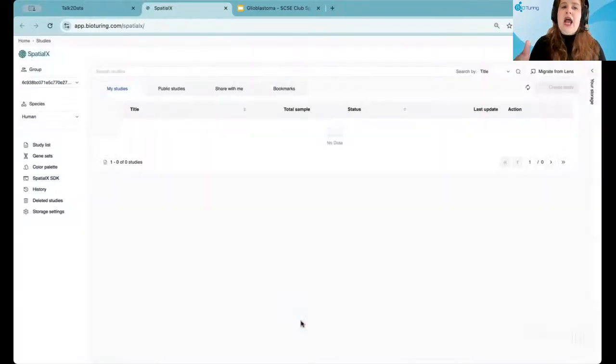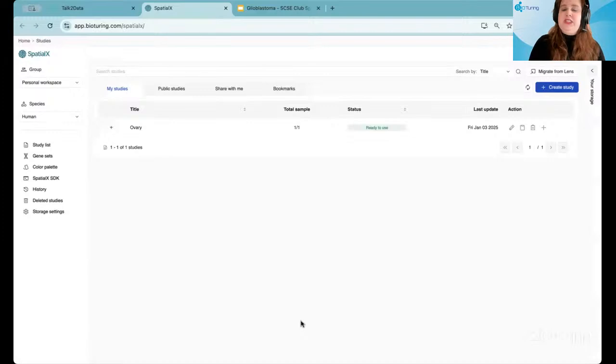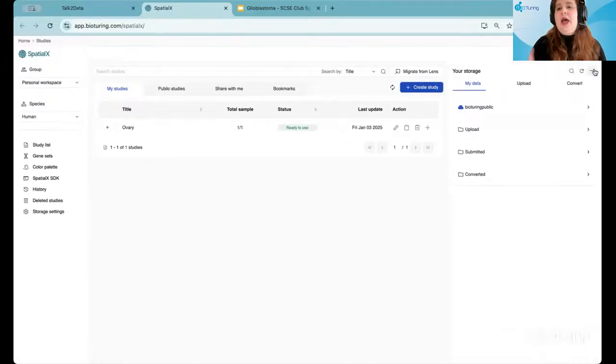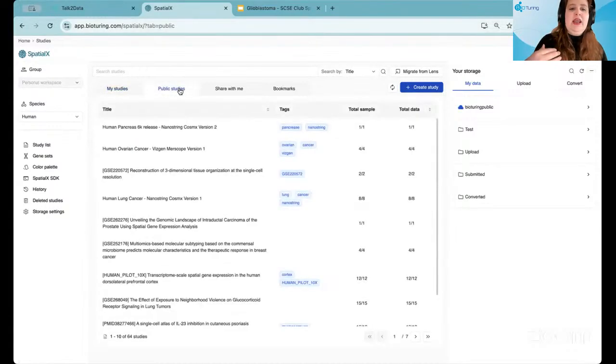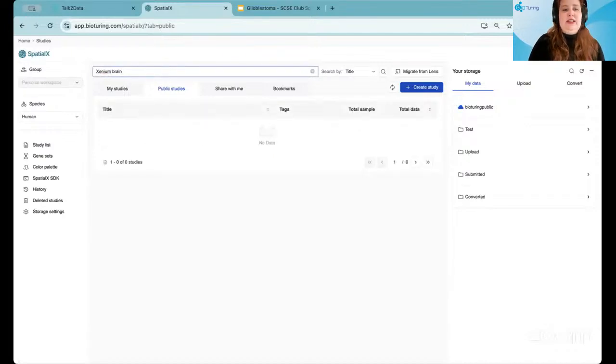When you're accessing SpatialX, this is the interface of the platform. You'll see that you can create studies, which allow you to import internal spatial imaging data into the system. That would be if you're actually generating your own images. And the other side of the analysis is the public studies. This means you can search for particular data sets that are accessible in the system, and you would then be able to analyze that data further.